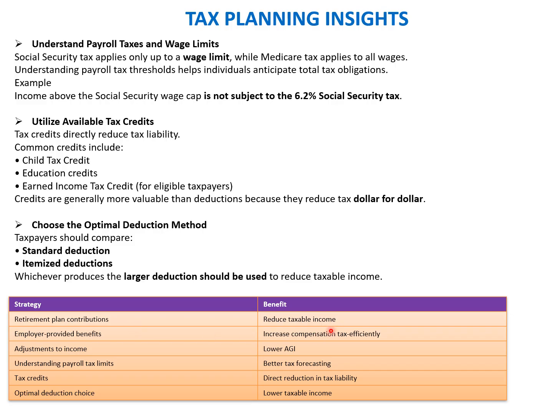So retirement plan contributions reduce the taxable income. Employer-provided benefits effectively increase the compensation tax-free. Adjustments to the income will give a lower AGI. Understanding the payroll tax limit will help with better tax forecasting. Tax credits give a direct reduction in the tax liability, and the optimal deduction choice will help us lower the taxable income. So all these opportunities are available when we are doing tax planning using the salary and wages income. With this, we come to the end of this chapter, and then we'll move to the final closing slide.